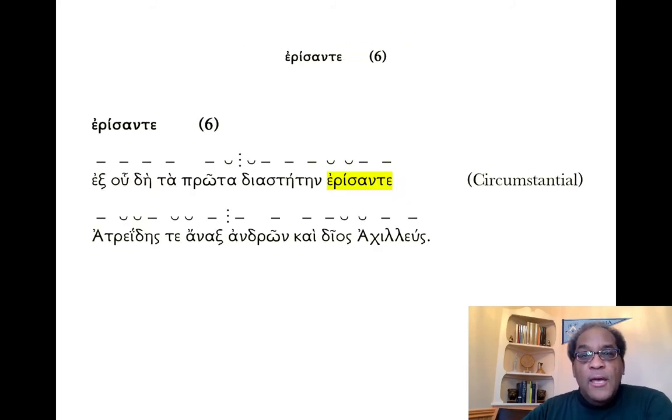So the first one we saw was the dual first aorist participle, ex hou de ta prota diastetên erisante, Atreides te anax andrôn kai dios Achilleus. So this is dual because it agrees with the dual subject, Atreides and Achilleus, those two. And it modifies, they stood apart. They stood over against one another. How? Erisante, in contention, they basically went chest to chest. We'll see the face-off between Agamemnon and Achilles in a while, which is truly marvelous. And you'll see that they're just basically having a real kind of macho in each other's face type thing, erisante. So that's describing how they came to differ, okay?